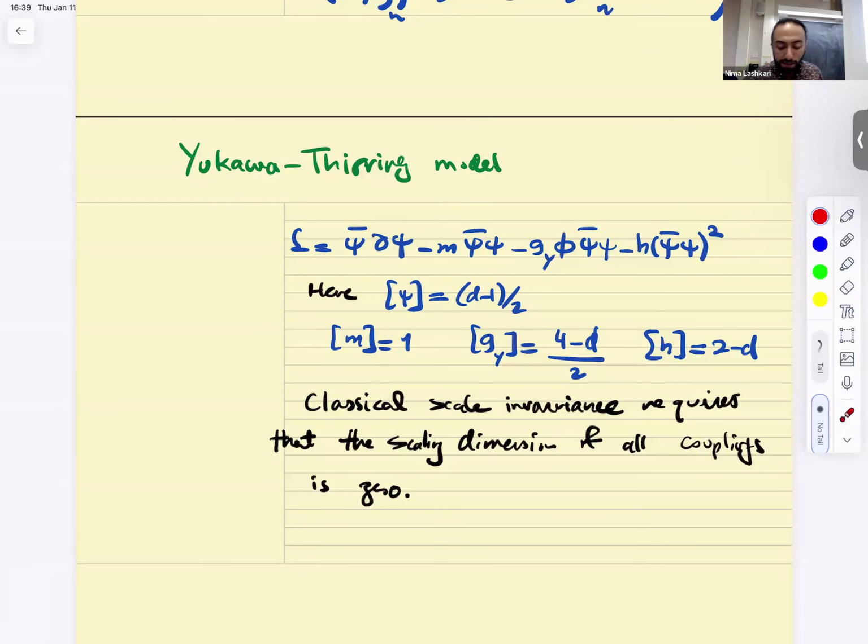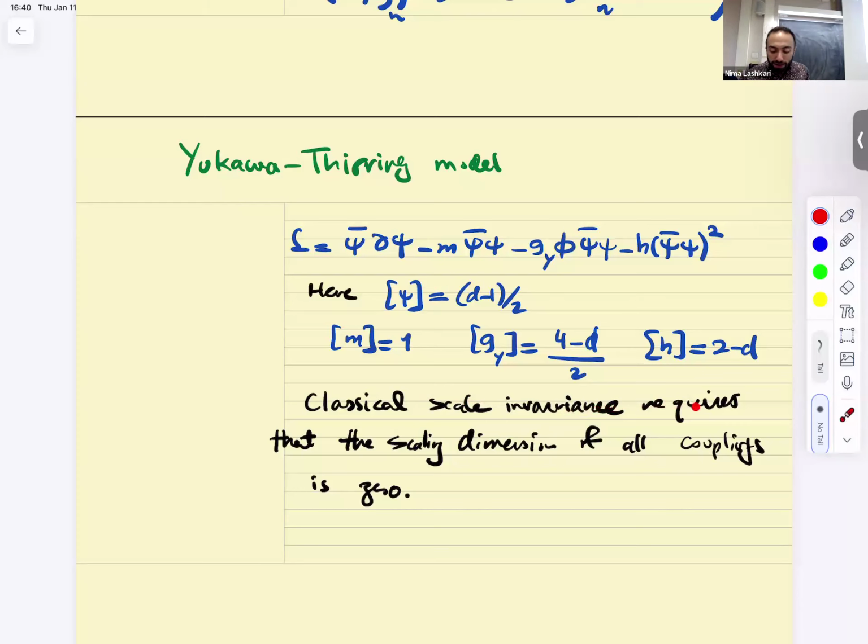Let's give another example, the Yukawa theory. The Yukawa model is this. There is a scalar, the action of the scalar phi is the same thing you looked at. Now there's a fermion, and there is this phi psi bar psi coupling, right? This is the Yukawa theory model. Just based on dimension counting, the dimension of psi is (d minus 1)/2. Here mass has dimension 1, g_y is (4 minus d)/2, and h is 2 minus d. This is just another example for you guys of a healthy theory to think about.